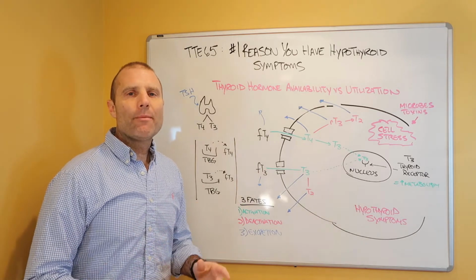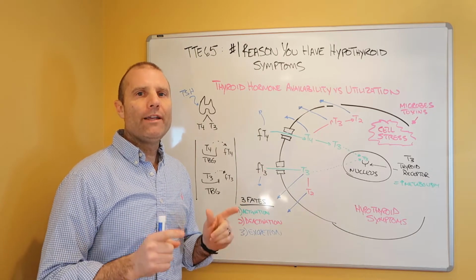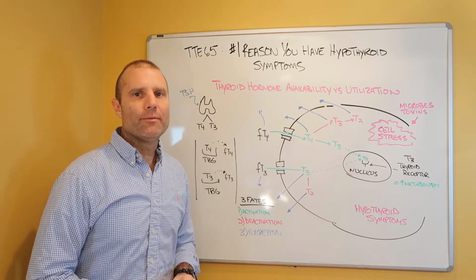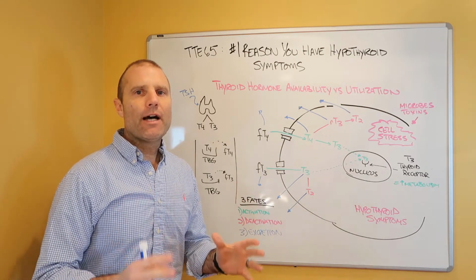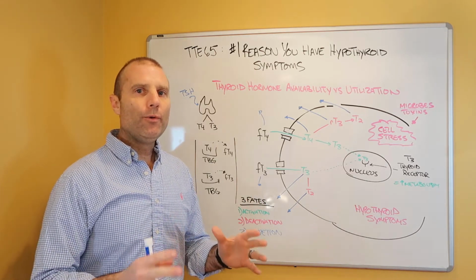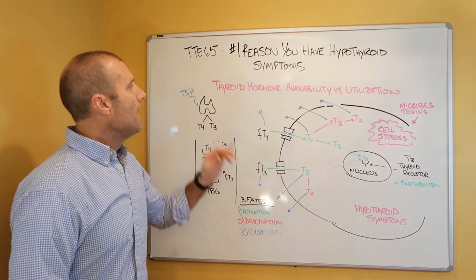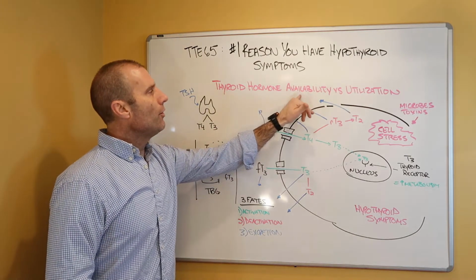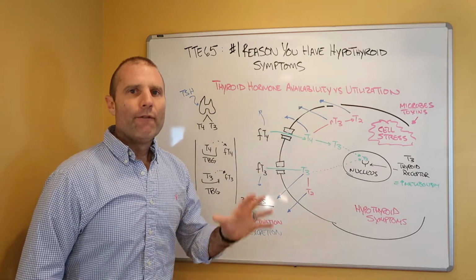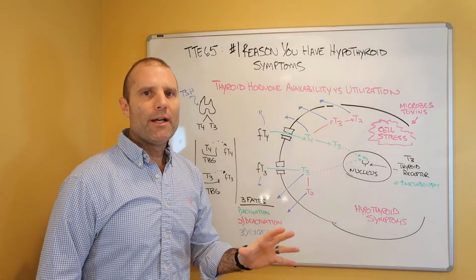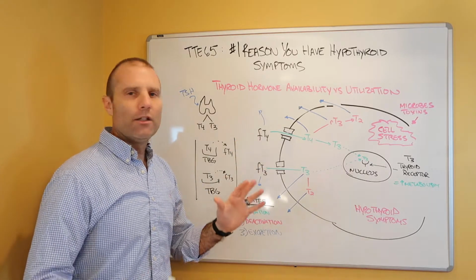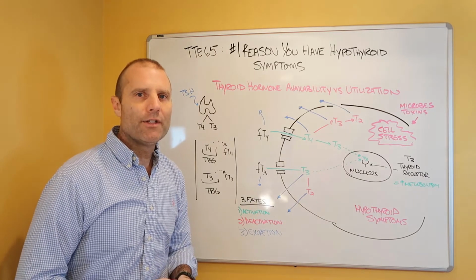And today I want to talk about the number one reason why you have chronic hypothyroid symptoms. This is something that your doctors are missing the boat on if you have chronic hypothyroid symptoms. And it all comes down to thyroid hormone availability versus utilization by your cells. So let me give you a little run through of thyroid physiology again.